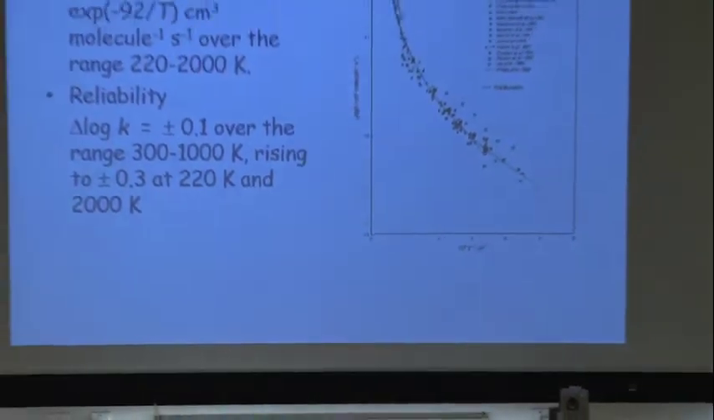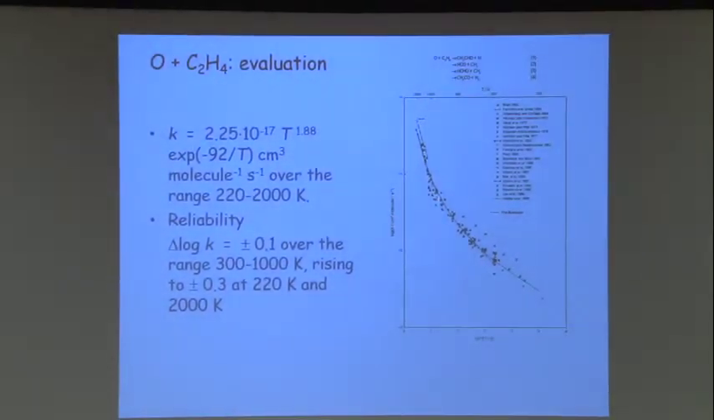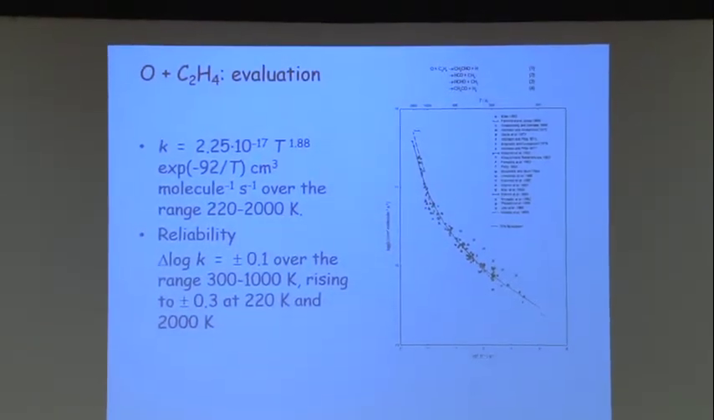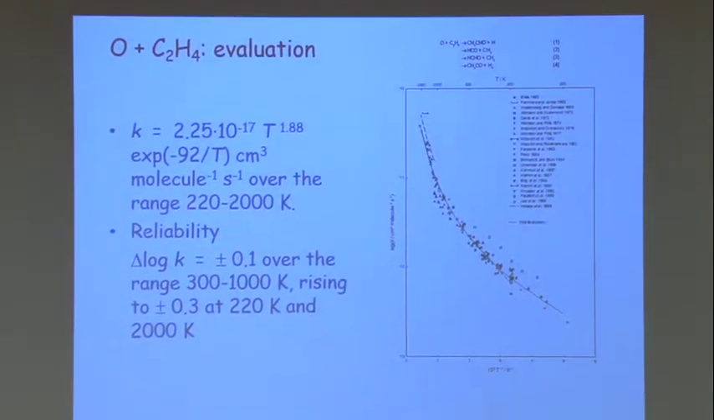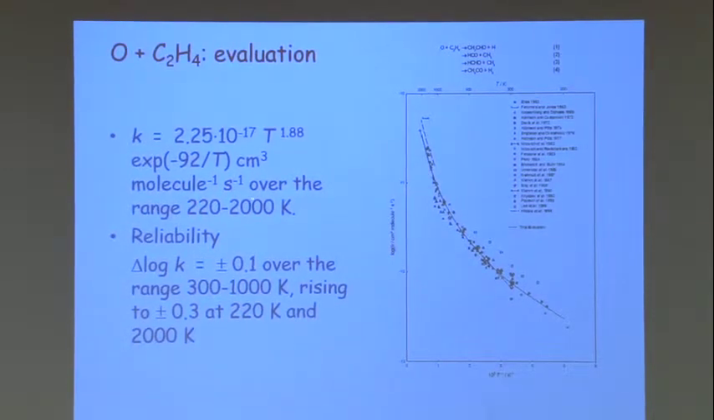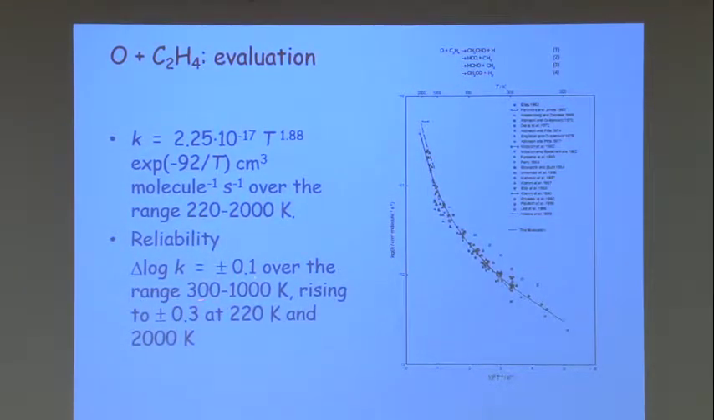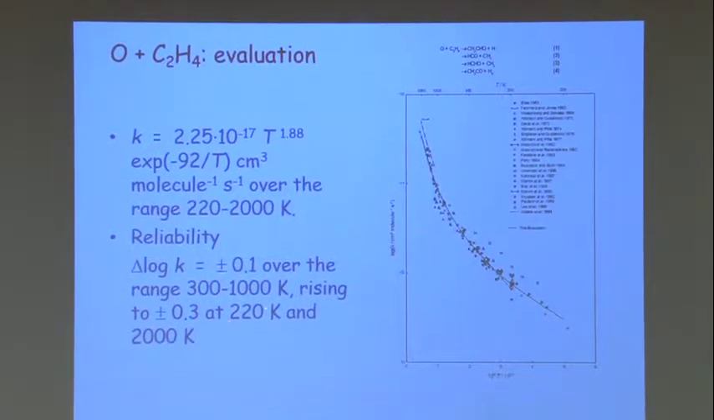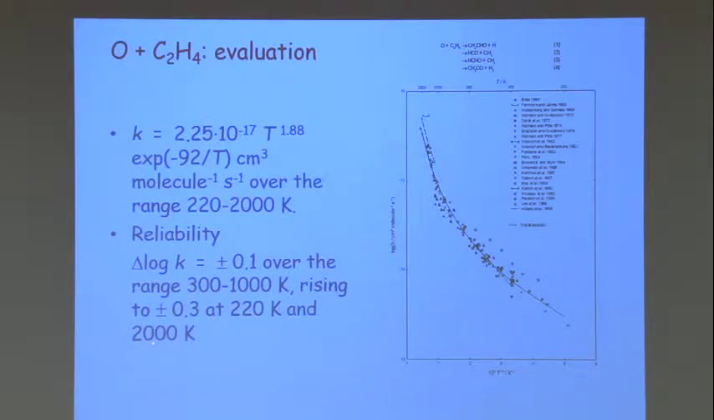So O plus C2H4. Here's the rate data. Here's the evaluation, the Baulch evaluation. So there's the rate constant over the range 220 to 2000 K. The uncertainty is estimated as 0.1 over the initial range 300 to 1000 K, and then 0.3 from 220 K to 2000 K. Sorry, that should be 1000 K up to 2000 K.